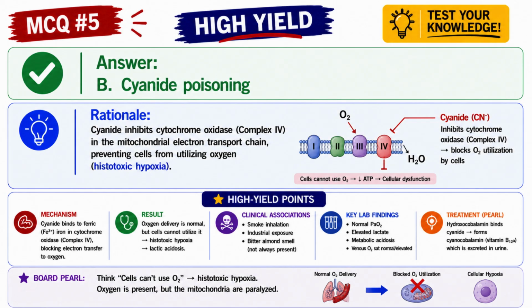The clinical signature, venous blood, is bright red, the same oxygen saturation as arterial blood, because the tissues could not extract oxygen from the blood that passed through them. Elevated venous oxygen saturation with severe lactic acidosis in a critically ill patient. Think cyanide. Treatment: hydroxycobalamin binds cyanide directly, or sodium thiosulfate plus sodium nitrite. Delivery is fine. Utilization is the problem. That is the defining feature of cyanide toxicity.